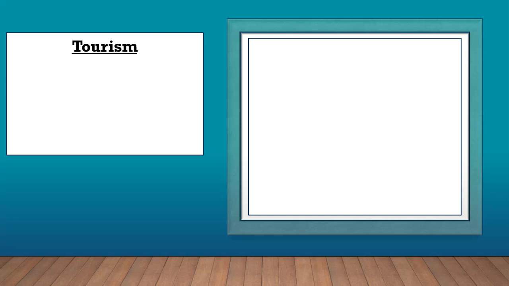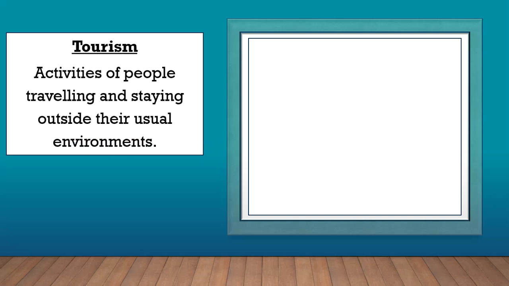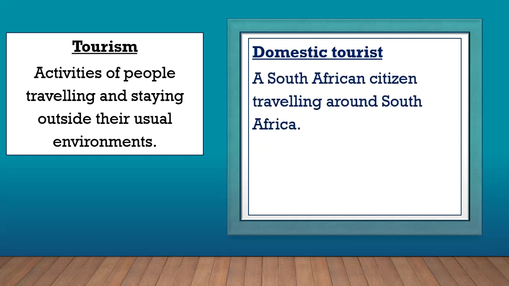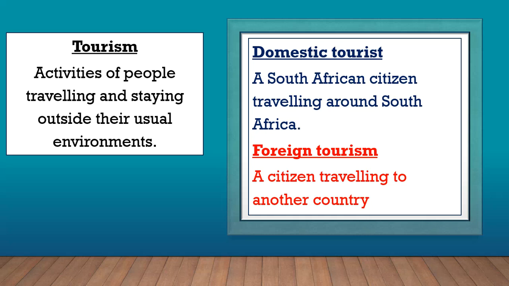First of all, let's define what is tourism. Tourism refers to activities of people traveling and staying outside their usual environments. There's domestic tourism. A domestic tourist would be a local tourist, so a South African citizen traveling around South Africa, for example. Foreign tourism would be a citizen traveling to another country.